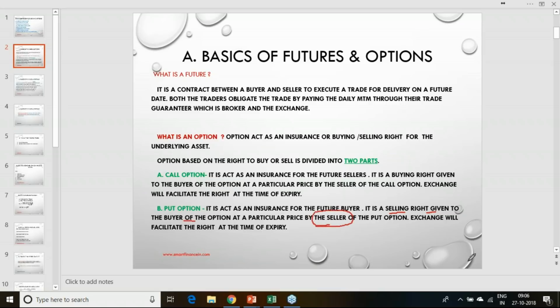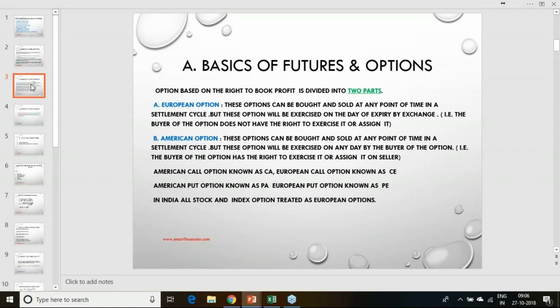By the seller. So the exchange will facilitate this right at the time of expiry. So this is the definition of a call option and a put option. Now previously, call options and put options had two types: European options and American options. Currently all options are European.